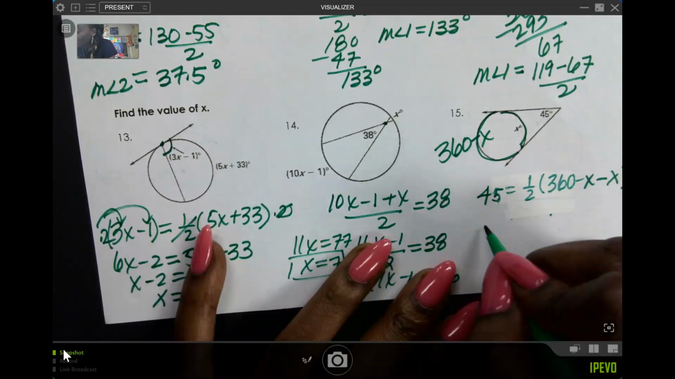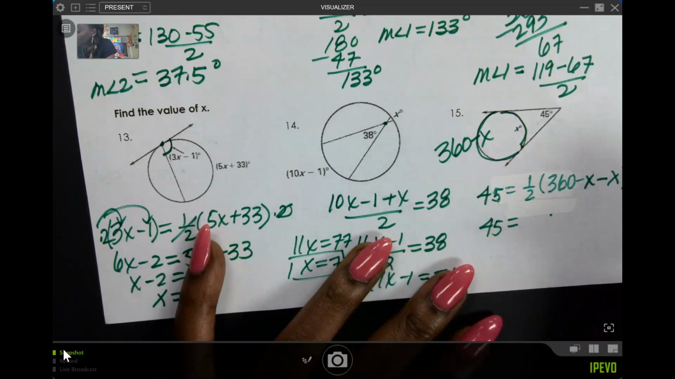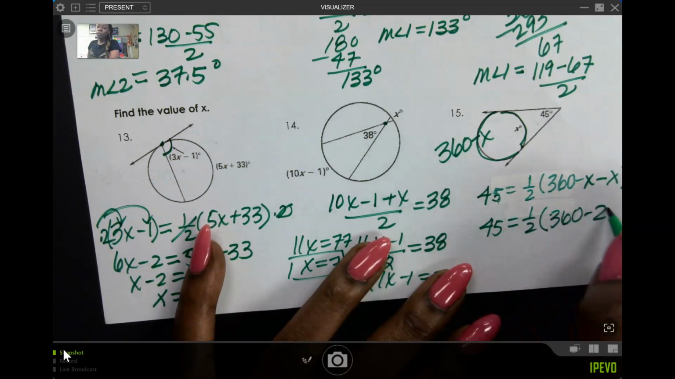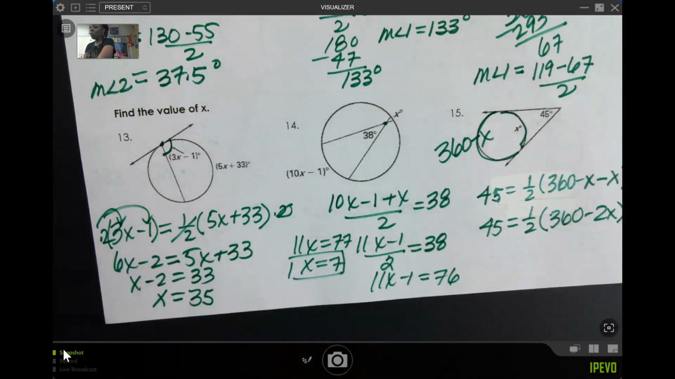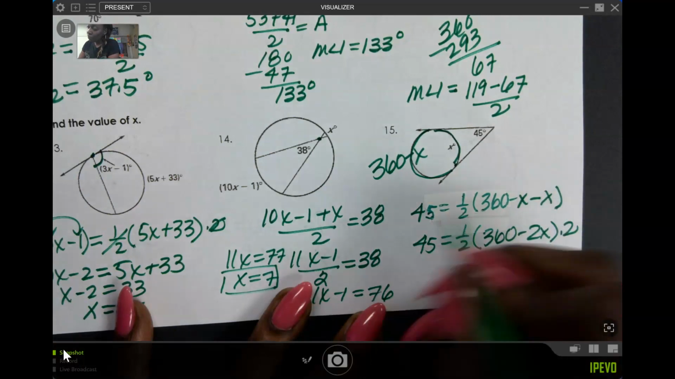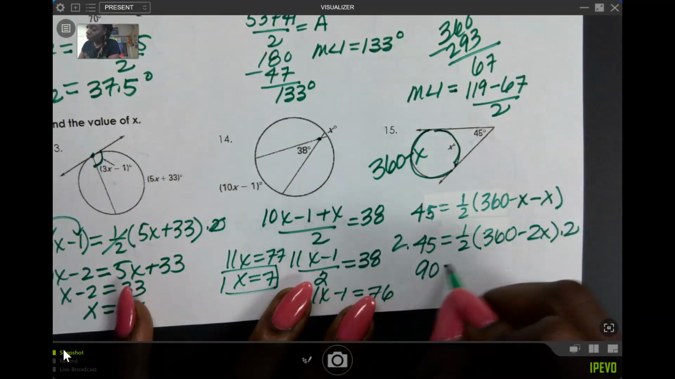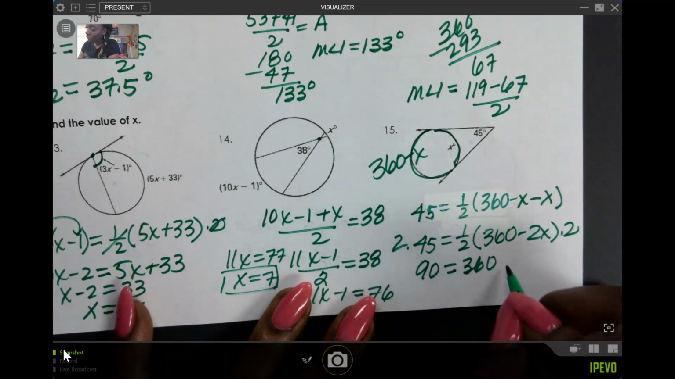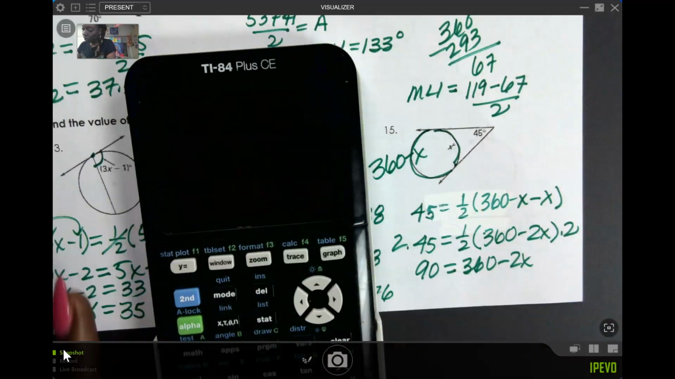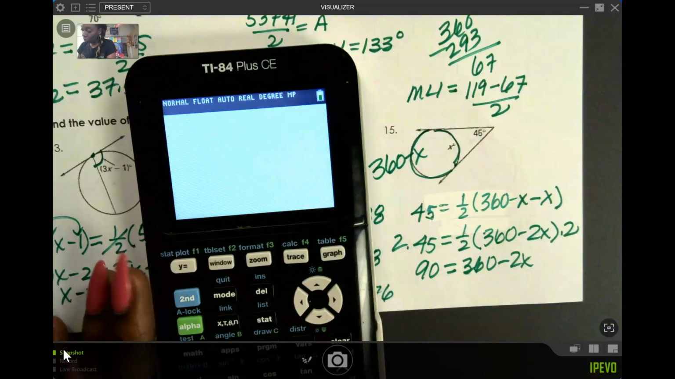So what do we have now? 45 is equal to half of, combining like terms, 360 minus 2x. Now I'm just going to solve this equation. It's not one of the cutest, but it's definitely doable. We multiply by 2 on both sides, which gives us 90 is equal to 360 minus 2x. Subtract 360, so 90 minus 360 is 270, but I'll make sure you see it.